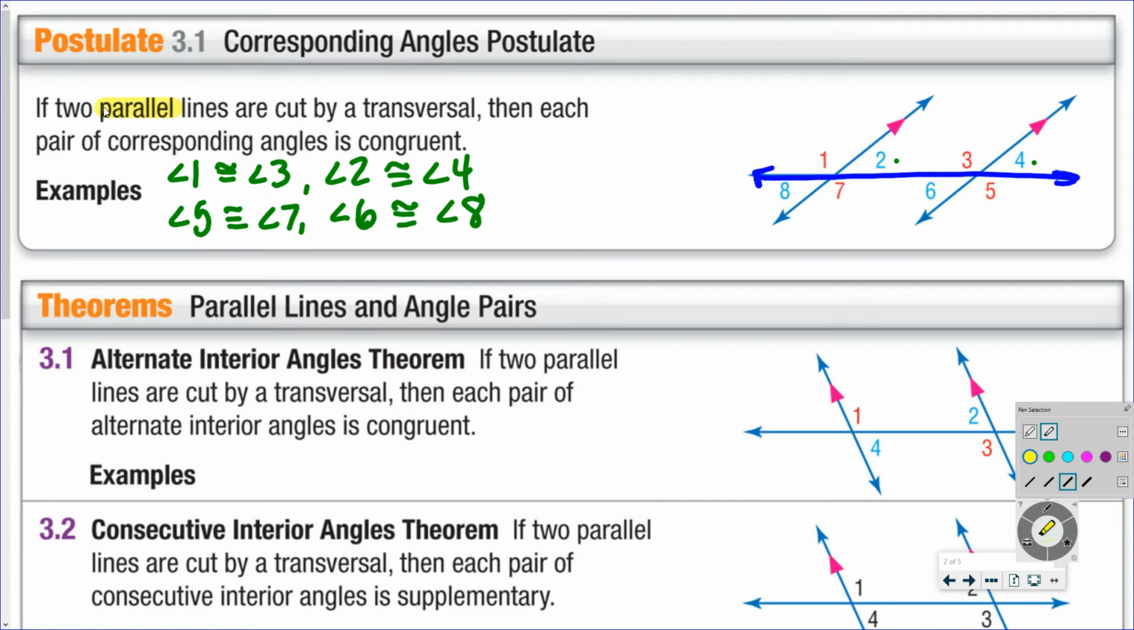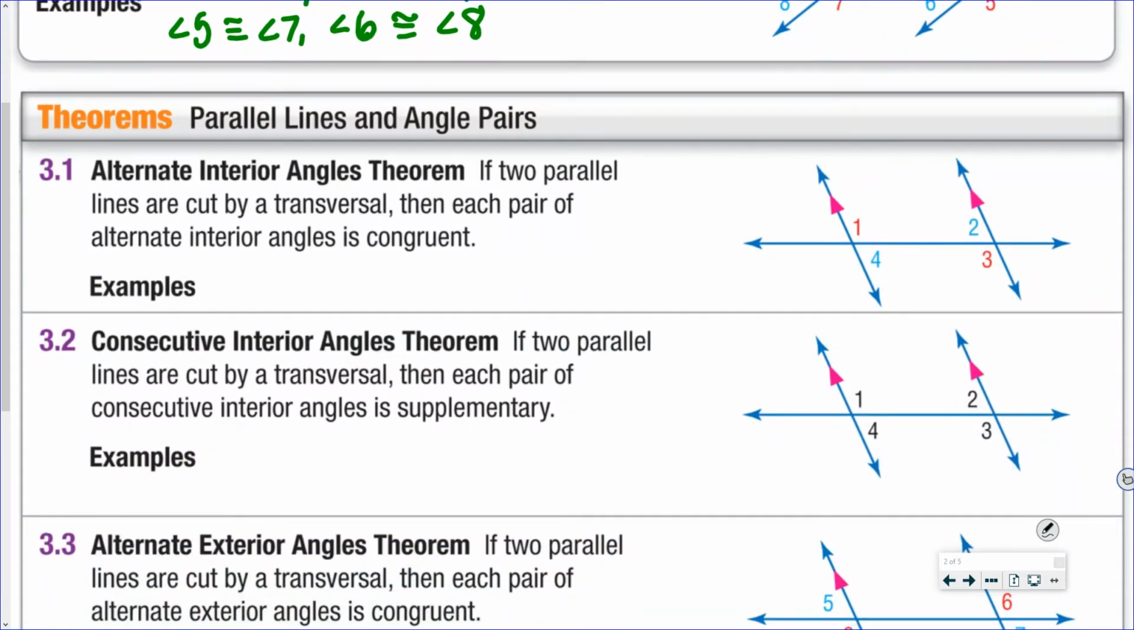We use this postulate a lot. The corresponding angles are congruent if the two lines are parallel. If and only if the two lines are parallel. Now I have a few theorems. The alternate interior angle theorem states, if again the two lines are parallel and they're cut by a transversal, right there, those arrows indicate to me that they are parallel.